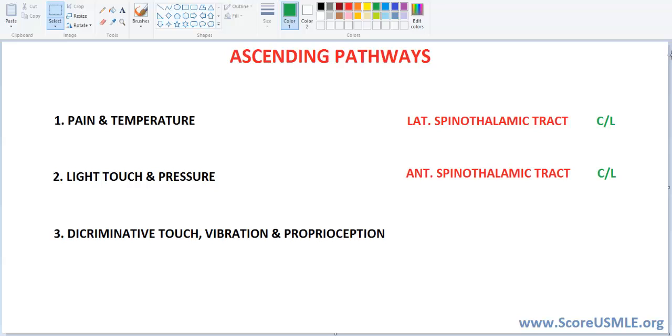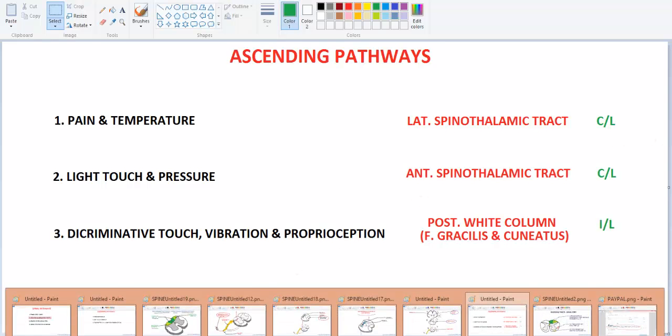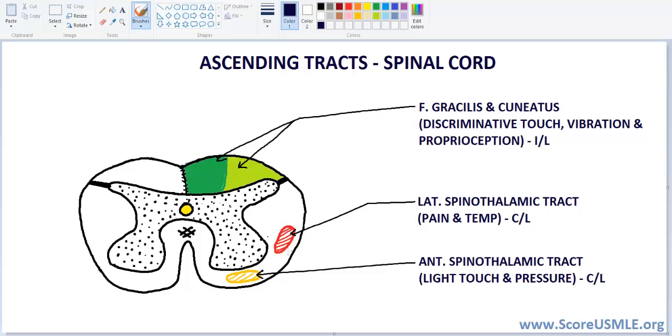And what about the discriminative touch, vibration and proprioception? Proprioception, what carries it? Posterior white column, the fasciculus gracilis and cuneatus. What about ipsi or contralateral side? Which one? You're right, it is ipsilateral side. So, and this is a picture showing the cut section of spinal cord with all the ascending tracts. Take a good look at it. And let's move on.